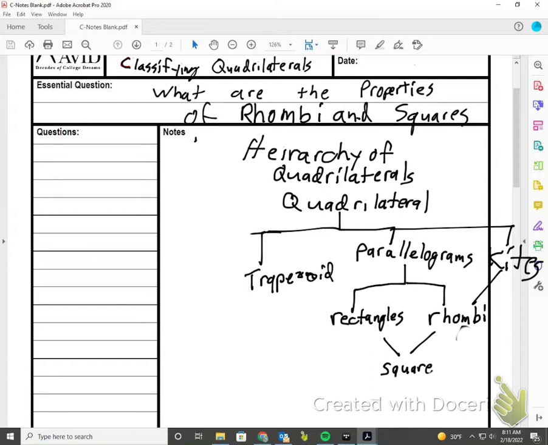So this is the hierarchy of quadrilaterals. Just want to see how they all fit together. And basically, the rule is that the properties work this way. So if I'm down here at a square, I have all of these properties above me, okay? So it does not work the other way. All trapezoids are quadrilaterals, but not all quadrilaterals are trapezoids.